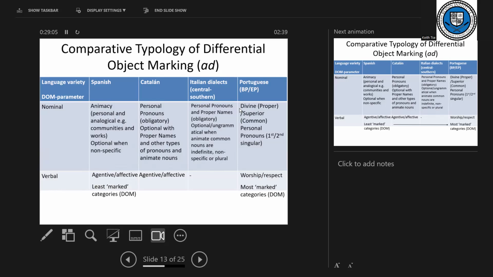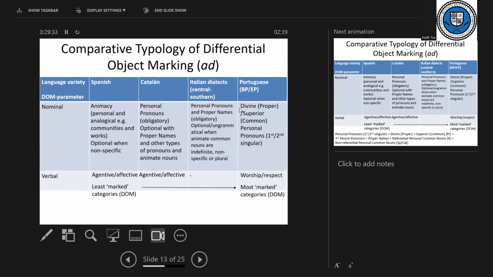So Portuguese has the smallest distribution of DOM, but this also means that the categories in Portuguese that are marked are the most marked categories. The idea is that even in Portuguese, a very weak type of DOM, these categories are marked. So these are highly marked categories. Whereas Spanish has the biggest distribution, but this also means that it has the least marked categories as far as differential object marking is concerned.